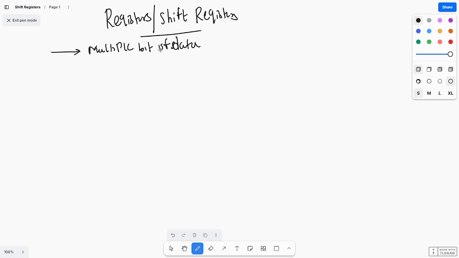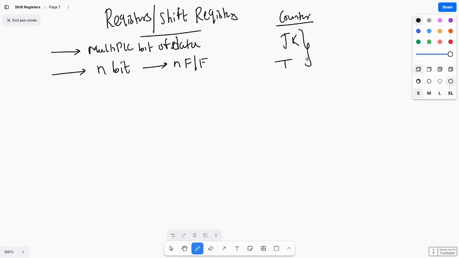For storing n bits of data, we require n flip flops. Counters we designed using JK flip flops and T flip flops, which should be operated in toggle mode. But for registers we'll use D flip flops. For registers you'll use D type flip flops.